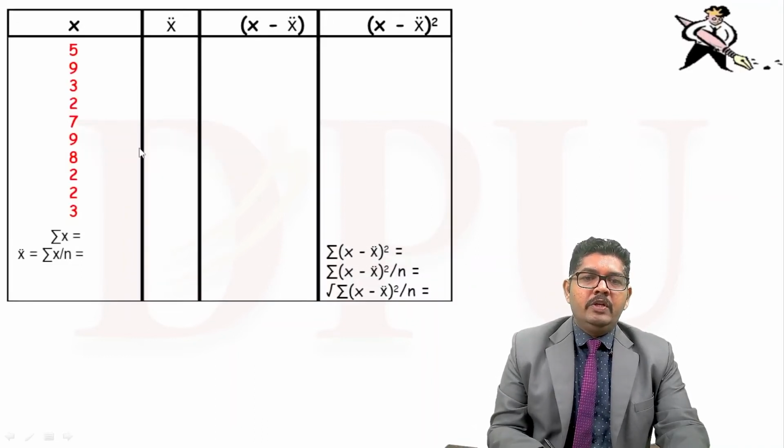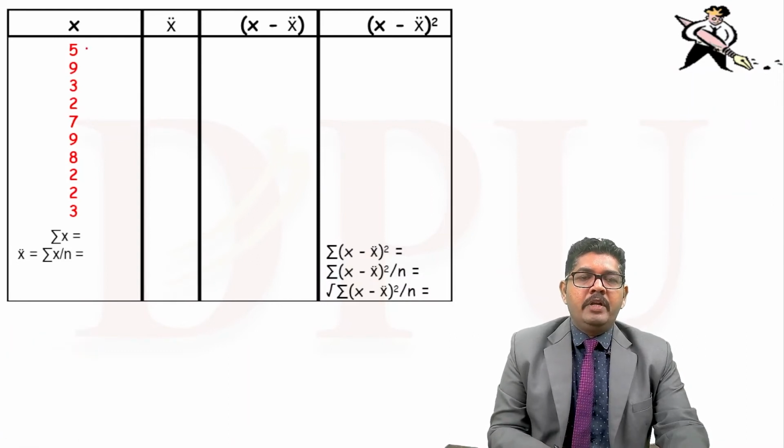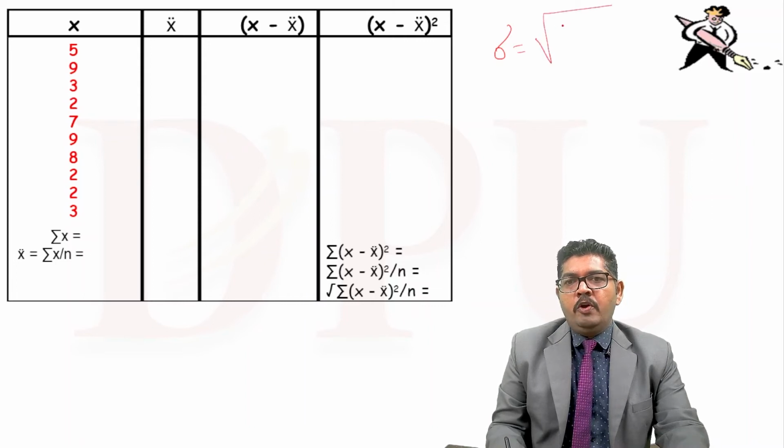So these are the individual values given here. Let me take the pointer. These are the values of temperature of 10 different weather stations in Britain in winter season. So these are the 10 values: 5, 9, 3, 2, 7, 9, 8, 2, 2 and 3. So from this we can calculate. Now again let me write the formula for standard deviation, which is equal to the root of the average of squared deviation. So this is the formula.